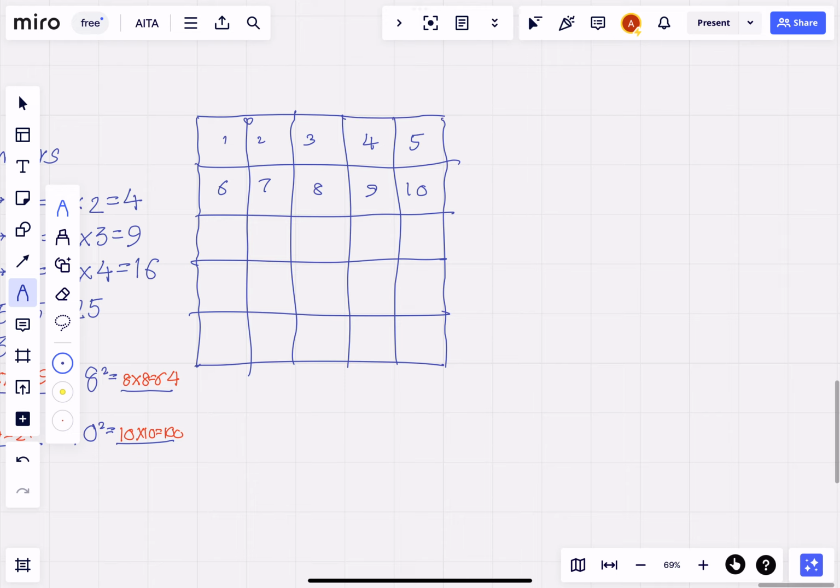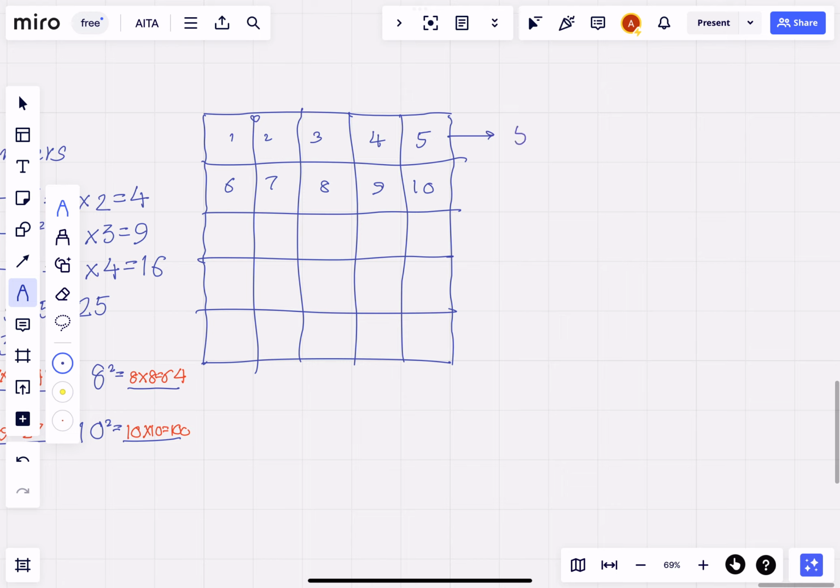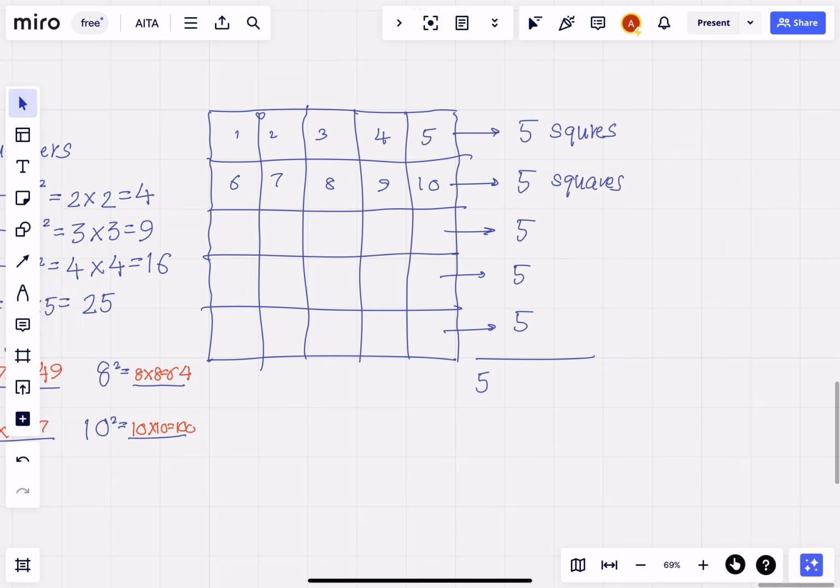What you can notice is that basically what we are doing here is we have got one row which has got 5 squares in it. Agreed? Next row we have another 5 squares in it, right? And because all the rows are equal, we have got another 5, and we have got 5, and we've got 5. And if I add them up, you will notice that we basically have got 5 times 5, right? 1, 2, 3, 4, and 5. 5 times 5 is 25.